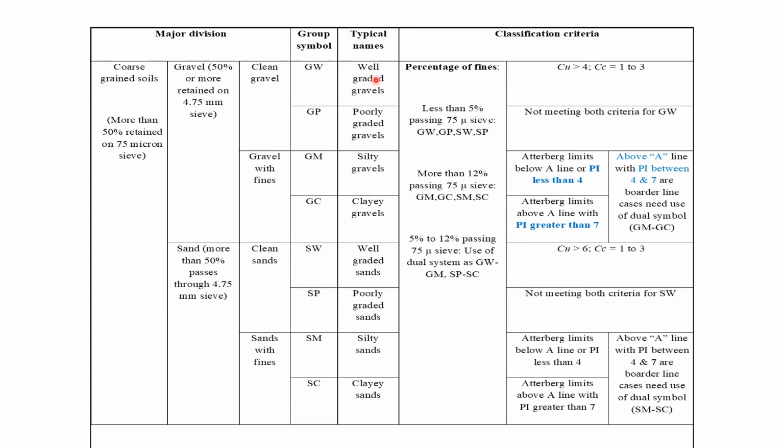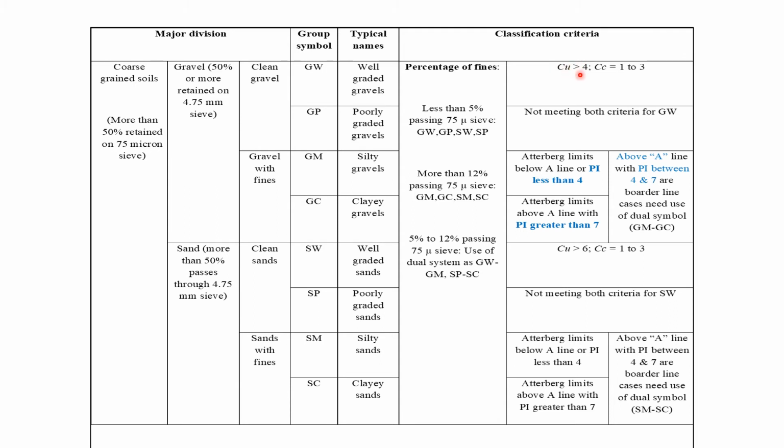GW well graded soil. Well graded, we have already studied the particle size distribution curve, how we can calculate the coefficient of uniformity and coefficient of curvature. As we know, CU coefficient of uniformity is D60 by D10, right? And coefficient of curvature is equal to D30 square divided by D60 into D10. So using the particle size distribution curve, we can also plot the graphs. We have already studied that it is drawn for the coarse grain soil, right?